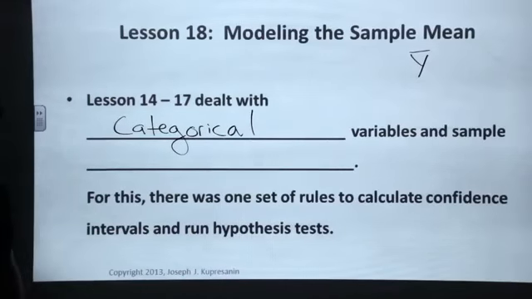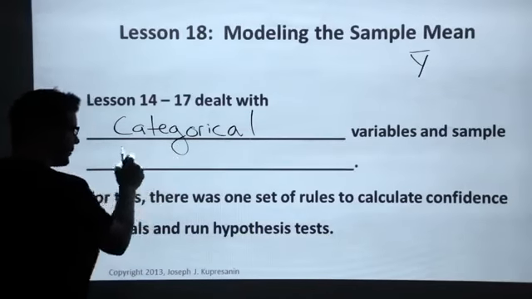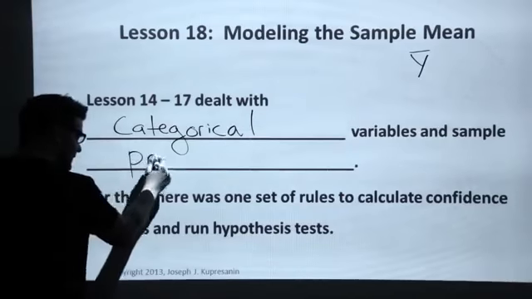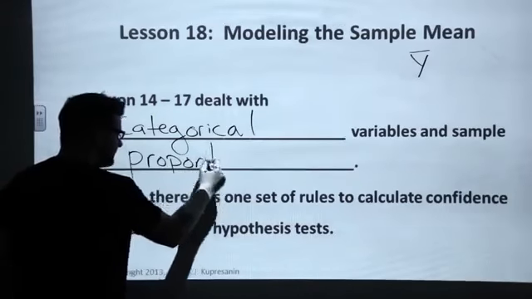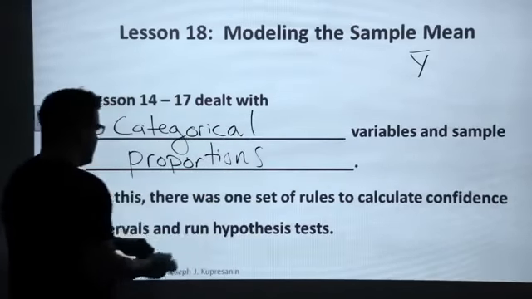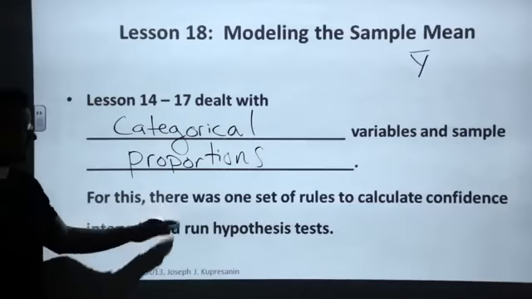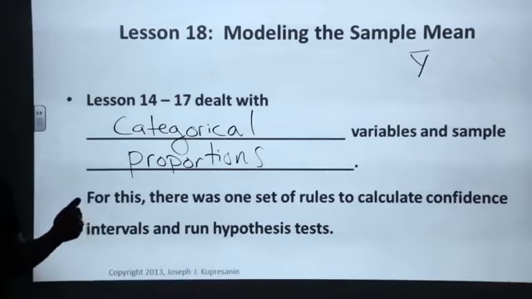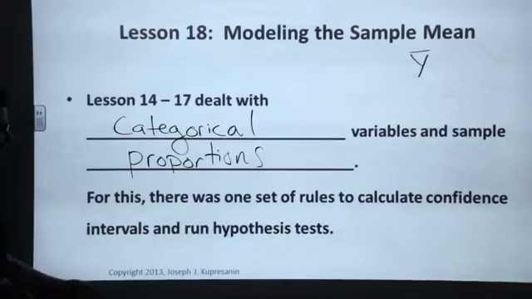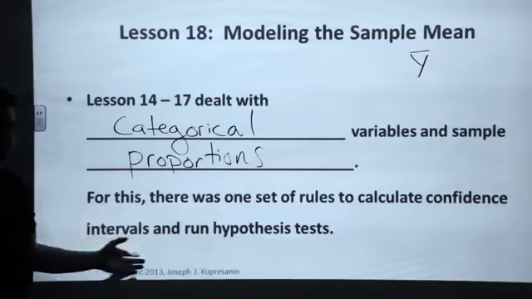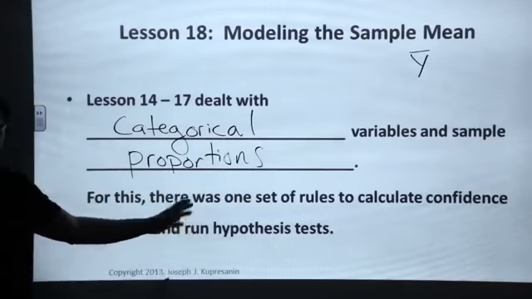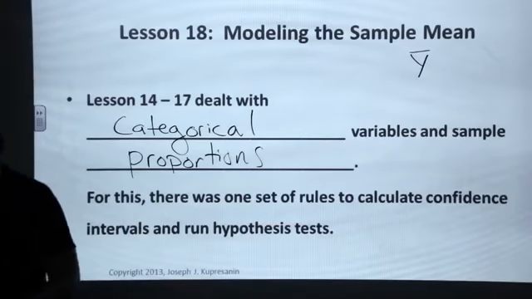Are you prepared for retirement or aren't you? Coming from the very last lesson, that's categorical, and we always summarize those with proportions. For this, there was one set of rules. Same techniques are coming: confidence intervals and hypothesis tests. There's one set of rules, one set of models. Okay, and we're good at that because we've been doing it for a good 3 weeks probably.